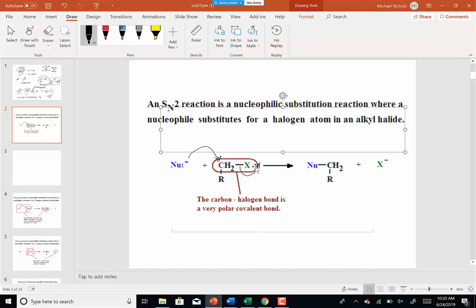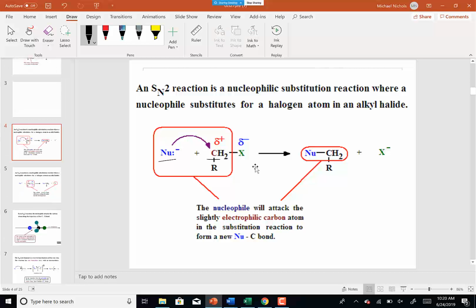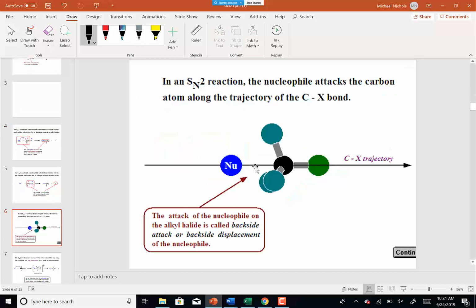So I'm going to skip ahead a slide. And again, this shows the same thing. Now I'm saying this nucleophile, the carbon's delta positive, and the halogen is slightly negative. And that's what creates the nucleophile electrophile coupling. All right, so let's look at sort of a picture of this.